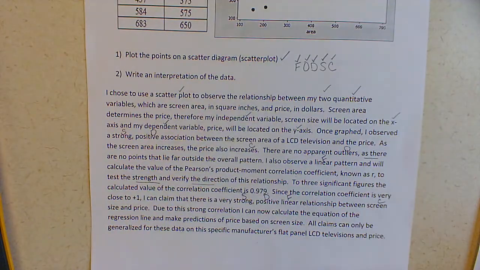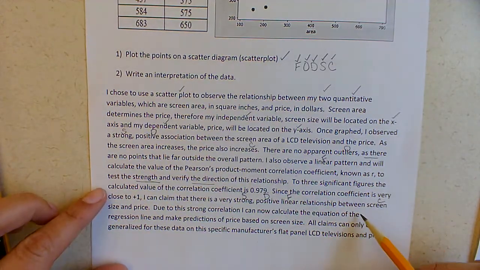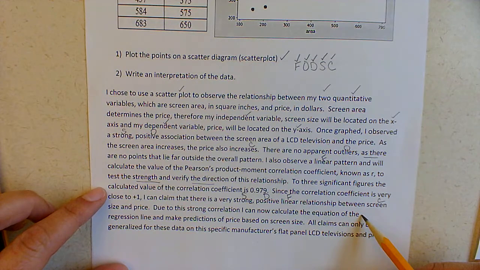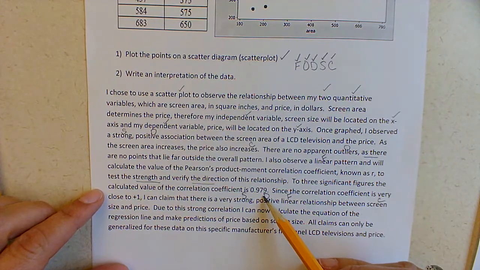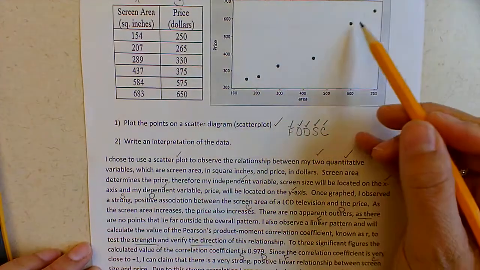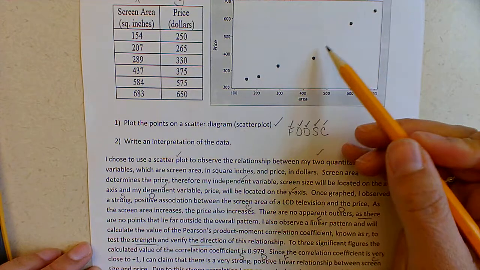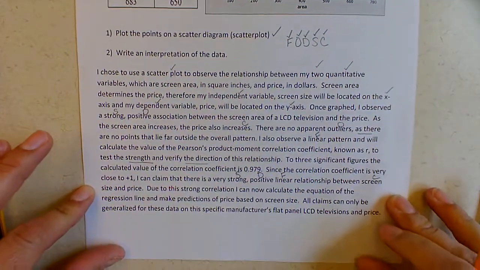All right, getting down to the end here: due to the strong correlation, I can now calculate the equation of the regression line and make predictions. Because this is strong, this is saying that this graph is a nice linear pattern, and I'll be able to make some predictions based upon it.